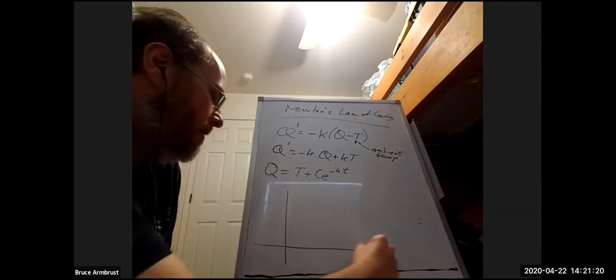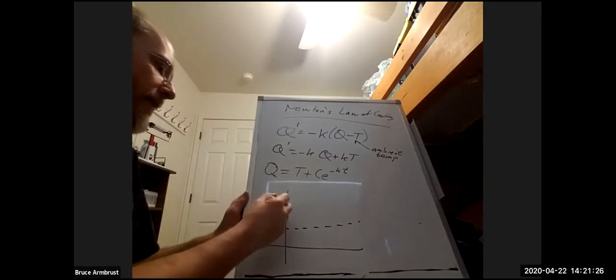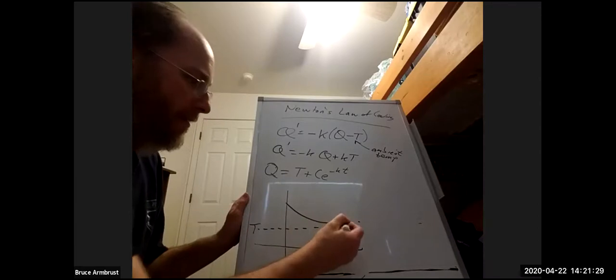But notice what happens as t goes towards infinity. This exponential piece drops to zero, and we find out that the temperature approaches T, our environmental temperature. And if we were to draw the graph of it, this is what it would look like. Here's our ambient temperature T, and we'd see a graph that does something like that. It will have an initial temperature. We just pulled it out of the microwave and it's got a temperature of 80 or whatever. And over time, we're going to see it dip and approach the ambient temperature.